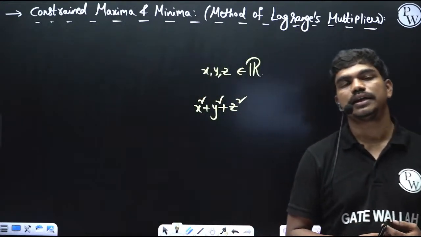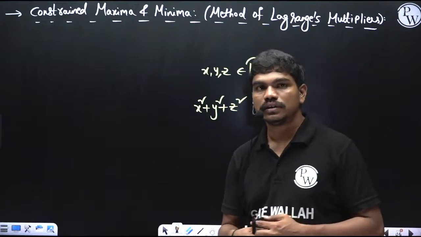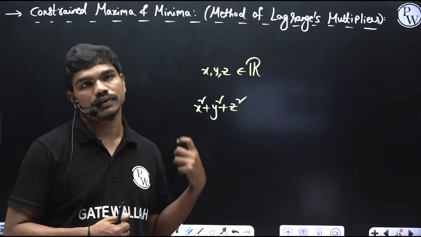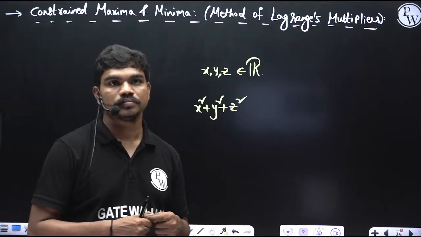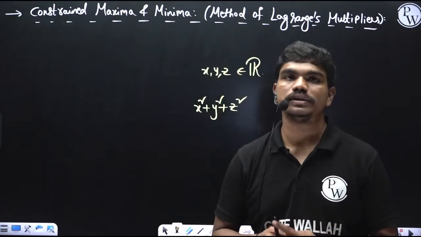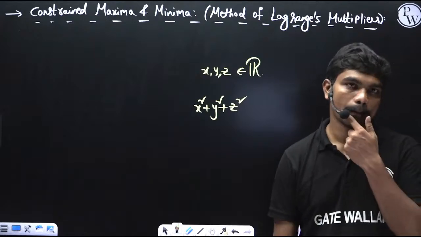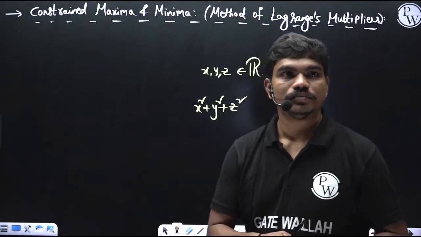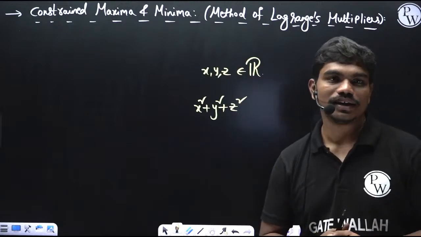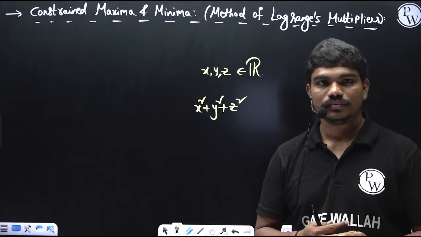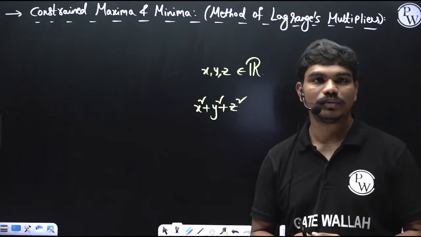Come on, type it in the chat box. What is the minimum value of this function? I'm telling you x, y, z belongs to real numbers. So what is the minimum value? Can anyone tell me? You can think actually, okay?